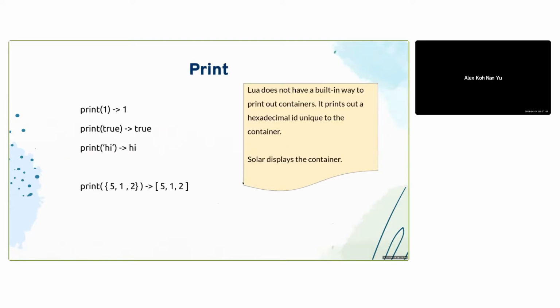So for printing, printing is pretty much standard. We just gave Solar programmers a little bit more quality of life because we understand that sometimes programmers want to print out containers such as arrays. So Lua does not have a built-in way to do so. It prints out a hexadecimal ID unique to the container, and honestly, that doesn't mean much. So we display the entire container in Solar.